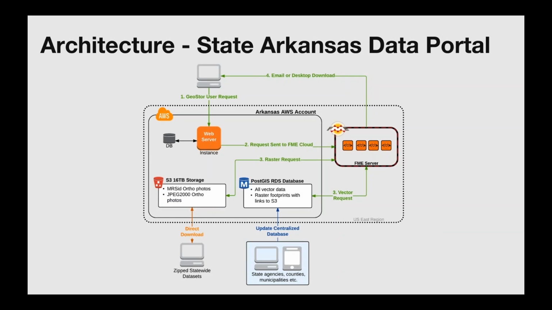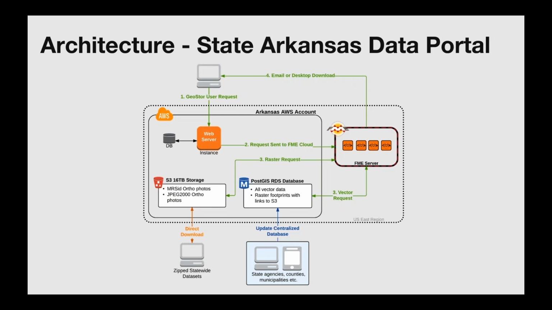Okay, so this is the state of Arkansas's data portal. These guys were one of our first FME Cloud customers, and they built a data portal. This is really what we were just talking about. They're doing real-time extraction from their PostGIS database. And this is a nice touch: you can go through FME Cloud to do the extraction of raster data. But because S3 is file addressable, you'll notice at the bottom you can do a direct download of the entire state as well. Wow. And of course all of the load is completely off the web server.